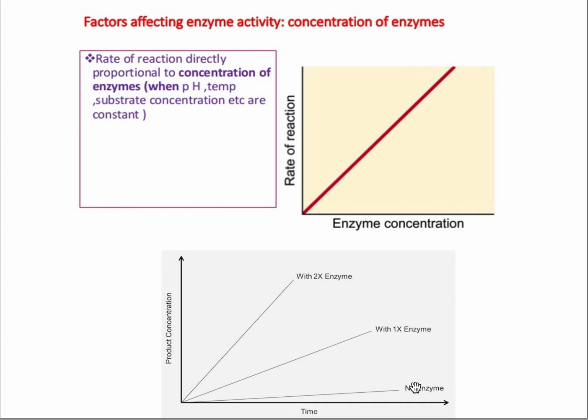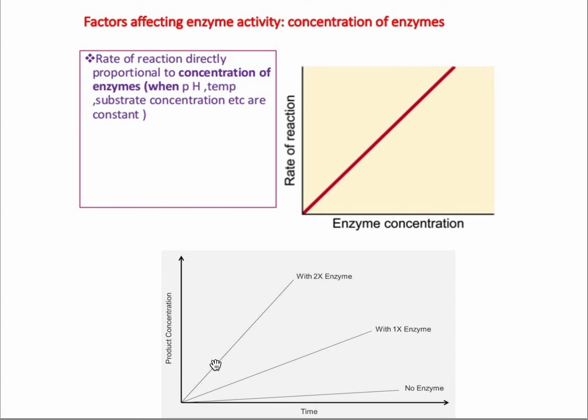The rate of the reaction, or the product concentration, is low because of the absence of enzyme. If you increase the concentration of the enzyme, the product concentration will increase, and if you increase the concentration of the enzyme more, the product concentration will increase further. If you continuously increase the concentration of the enzyme, and if you keep a constant supply of the substrate, then the rate of the reaction will increase.